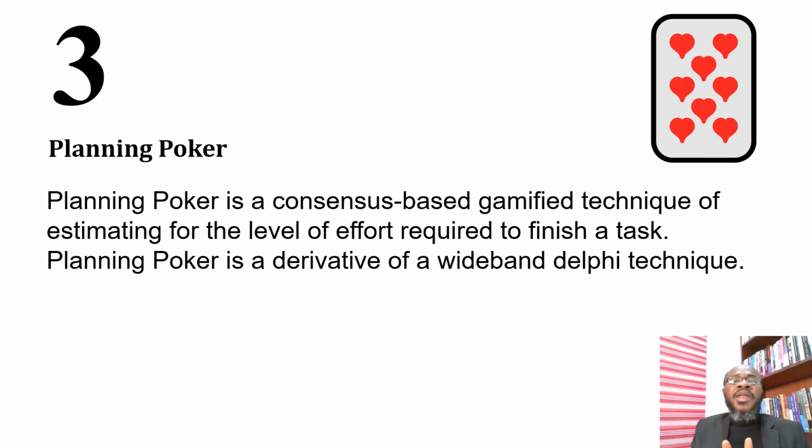Now, if their selections are the same, that becomes the estimate. If they all select the same value, case closed, that becomes the estimate. But if there are differences in their selections, then team members will be allowed to explain what informed their choices, especially those with high and low values. Those with the extreme values will be asked to explain why they assigned those values to the user stories. Once the explanations have been exhausted, the entire process is repeated again until consensus is achieved.